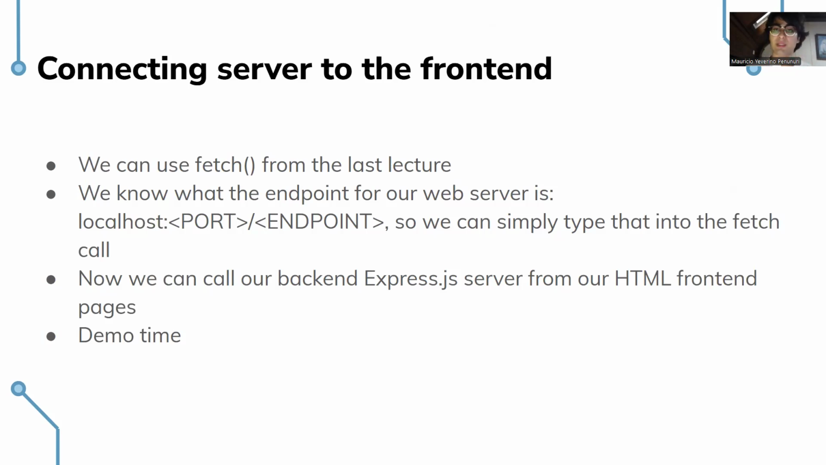Now we know what the endpoint of our server is. It's going to be localhost, it's going to have a port, and then it's going to have an endpoint that we're going to set with Express.js. So we can simply type that into the fetch call. Now we can call our backend Express.js servers from our HTML frontend pages, and that's it.